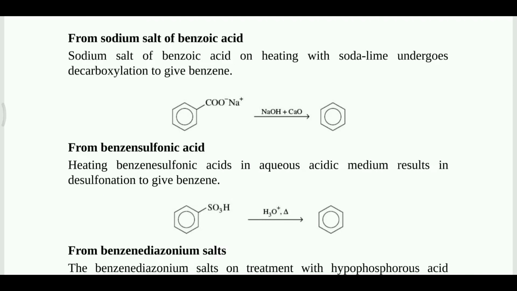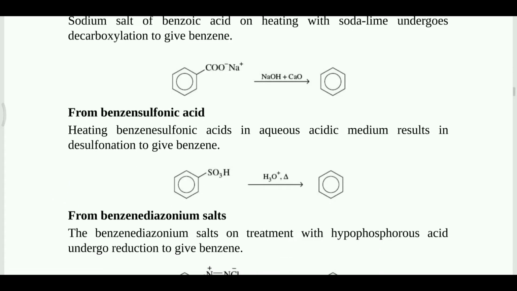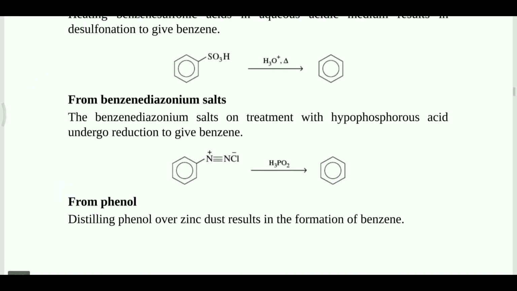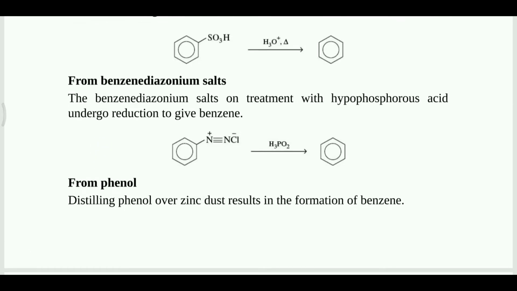Another one is benzene sulfonic acid. Whenever we heat this benzene sulfonic acid, especially in an aqueous acidic medium, it undergoes desulfonation and gives benzene. What is happening is that the sulfonic group attached is removed and we directly get pure benzene. Another one is regarding the diazonium salt. Whenever benzene diazonium salt is treated with hypophosphorus acid, H3PO2, it undergoes reduction to give benzene.